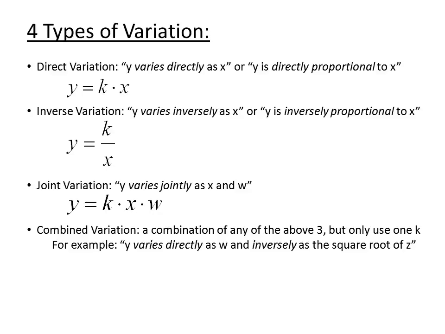z. And what we want to do is set up one equation that multiplies by w and divides by square root of z, because that's what direct and inverse means, but there would only be one k in the problem. And we're going to go through a couple of examples of each of these and see exactly how to set each one of them up. So we would have y equals k times w divided by square root z.